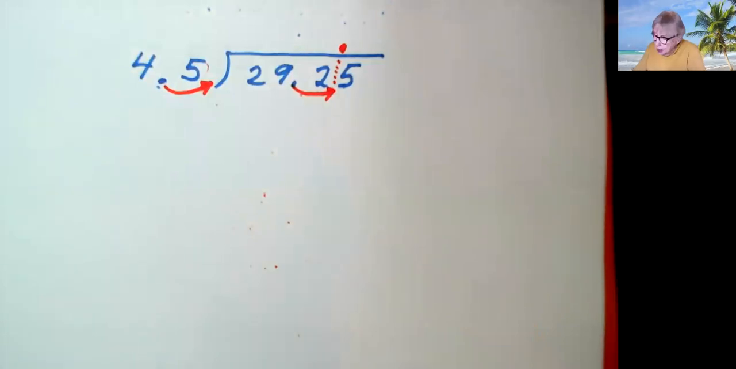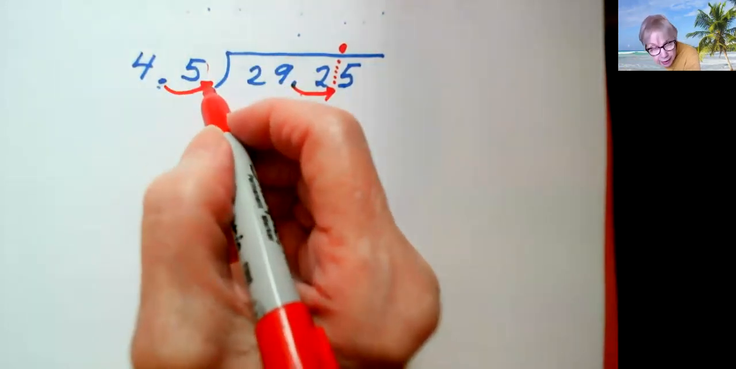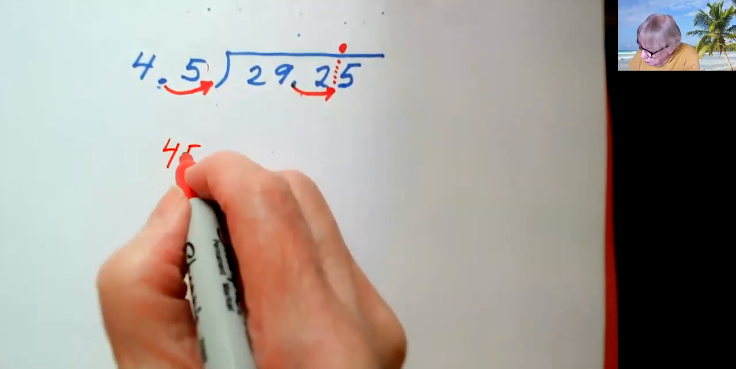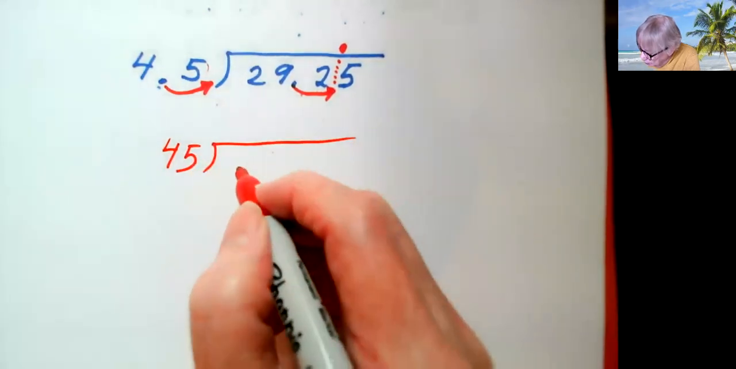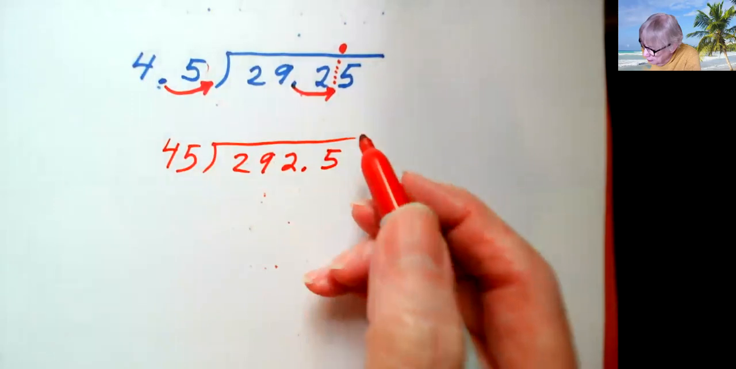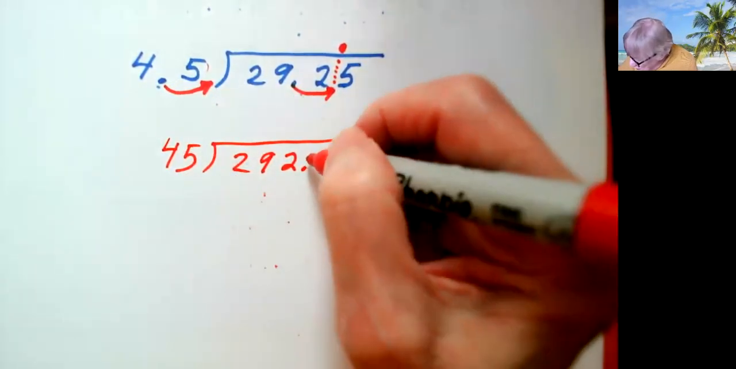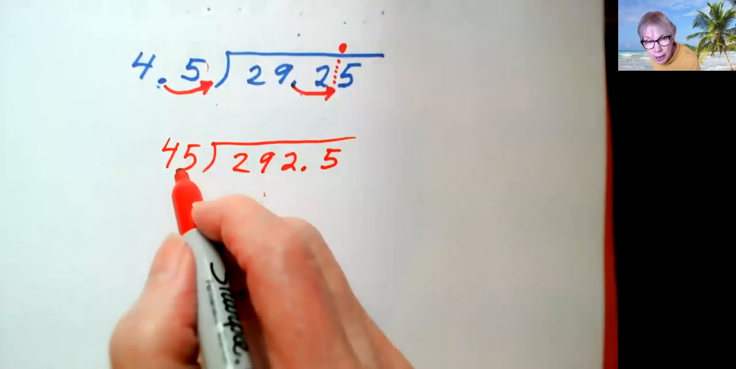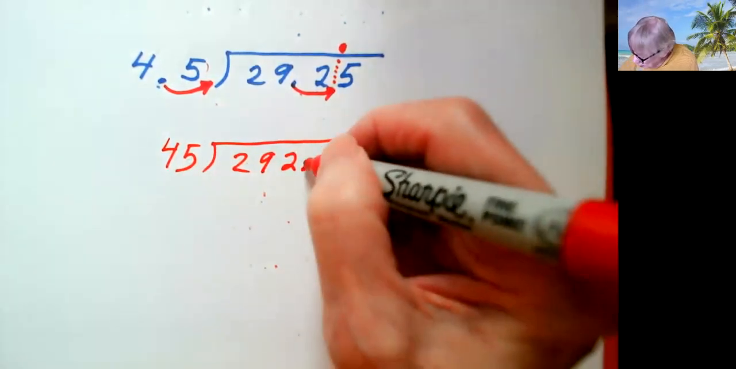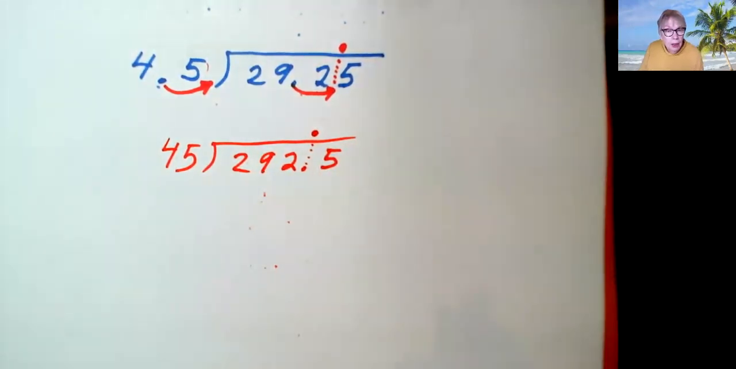And so to see clearly what the problem looks like after we have created a whole number, it's 45 on the outside, 292 decimal point 5. So that's what it looks like when we've adjusted it. So at this point in time, I've got a whole number here. And so all I need to do is bring this decimal point up. So let's start dividing and see what happens.